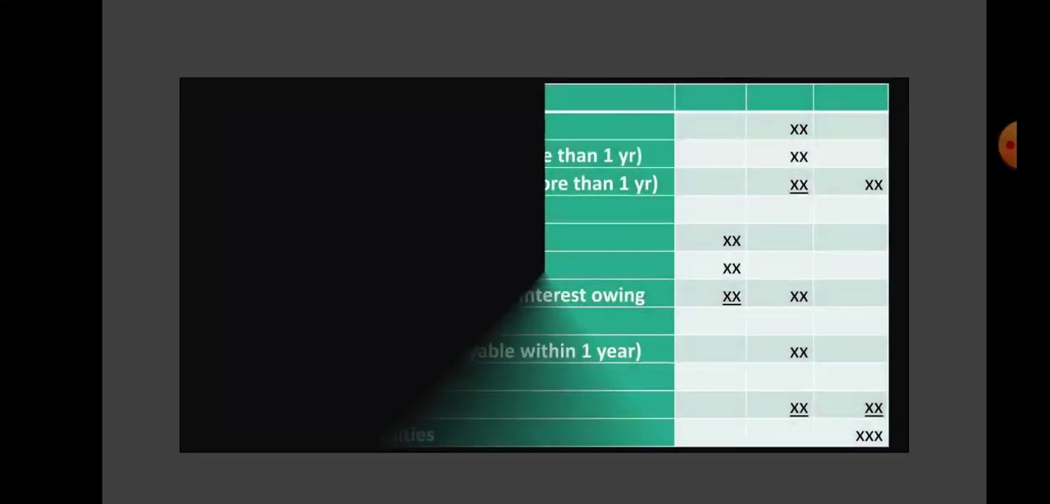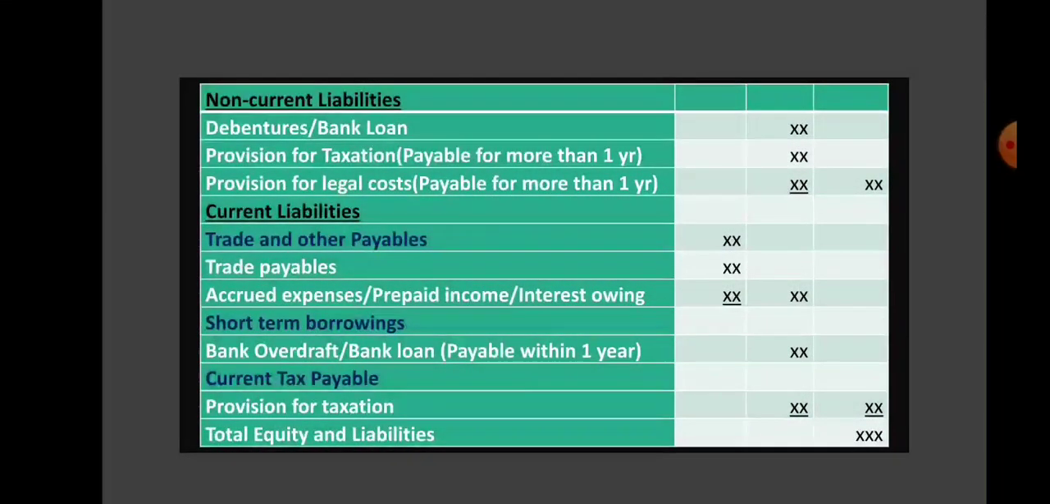The next is the non-current liabilities. As you all know, non-current liabilities means long-term borrowings, which could include debentures, bank loan, or any borrowings which is for more than 1 year. Now here we can see two new things: provision for taxation and provision for legal cost. Provision for taxation is the tax that has to be paid to the government. So we normally take this as a current liability.